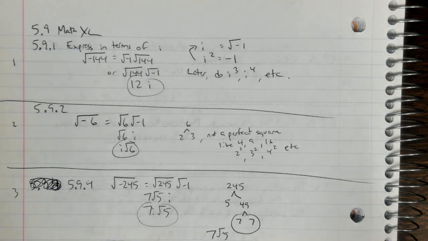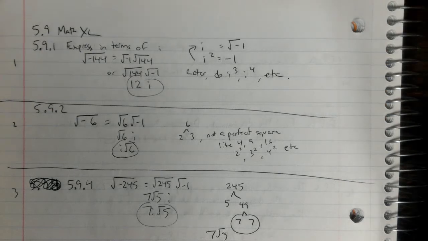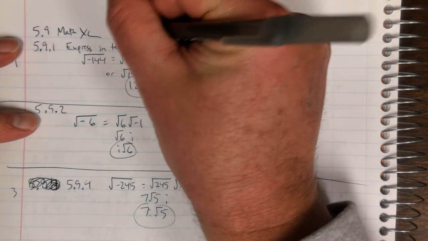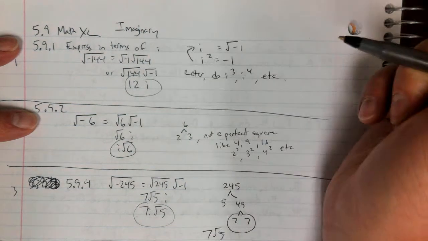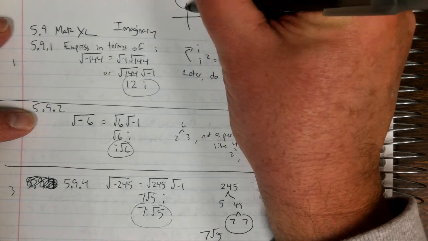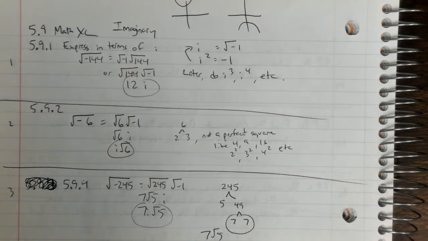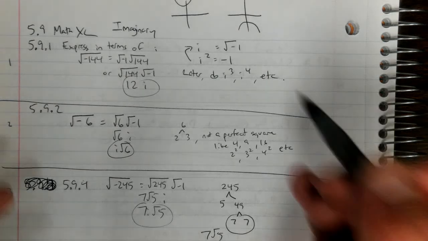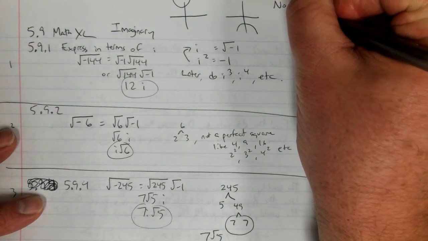Hey everybody, here's your 5-9 Math Excel video, and this is where we start talking about imaginary numbers. Imaginary numbers. So the graph of something like that or like that. We're not really going to get into graphs, but these are the ones with no real solution.